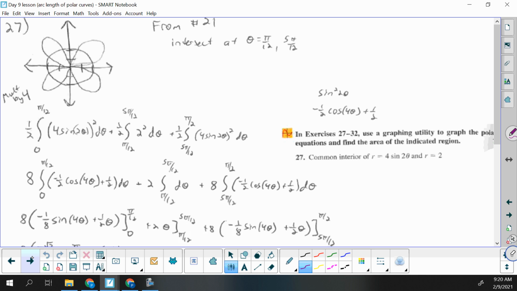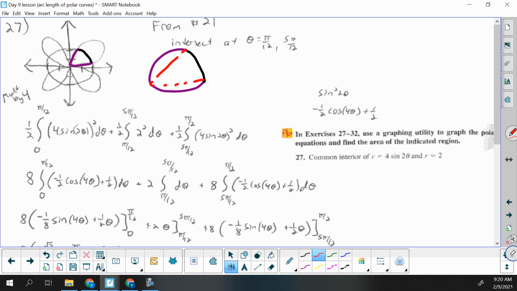So we want the common interior. So I'm going to exaggerate a bit what our common interior looks like. So these are the purple sections here, and then that's the black section. Again, I exaggerated the curves on there a little bit just to make it a little bit easier to see.